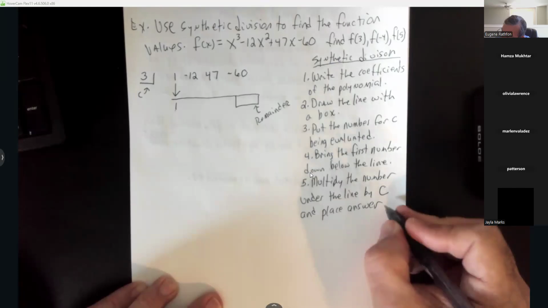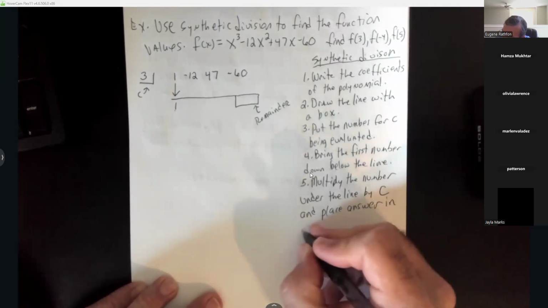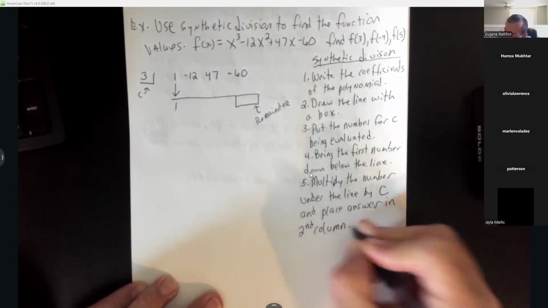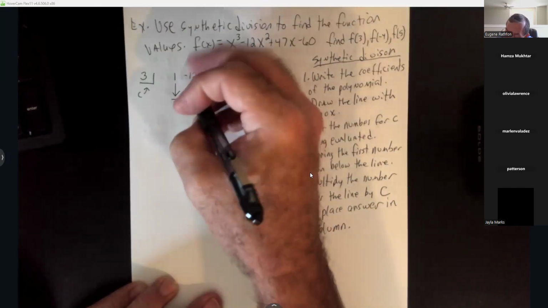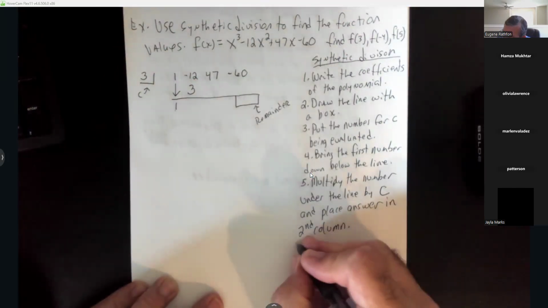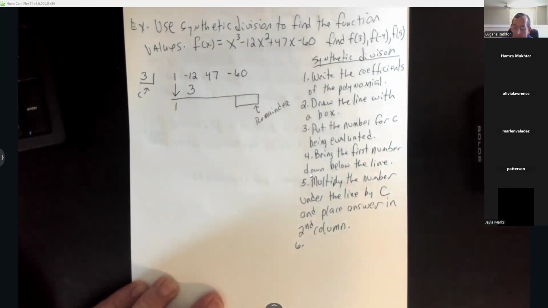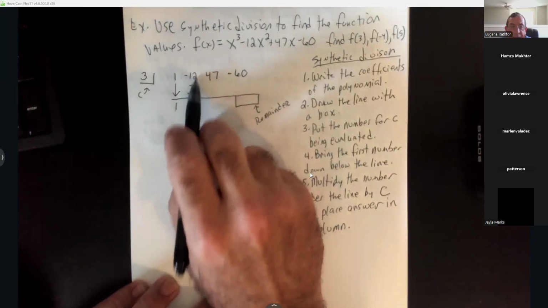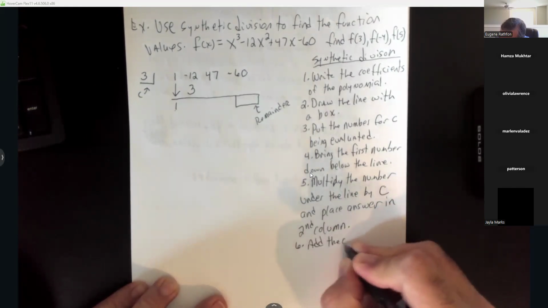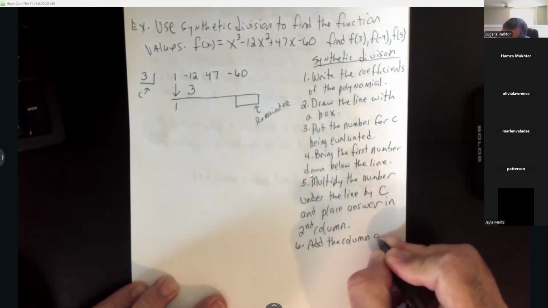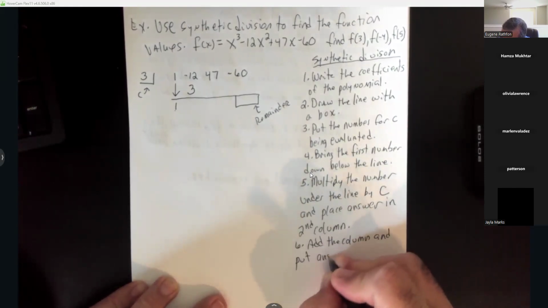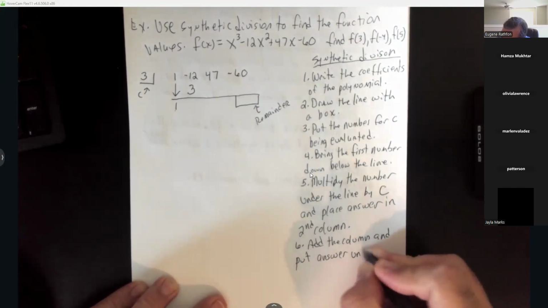So we're going to place the number in the second column. So 1 times 3 is 3. We're going to bring that 3 right there. So now you're going to add that second column, so add the column and put the answer under the line.